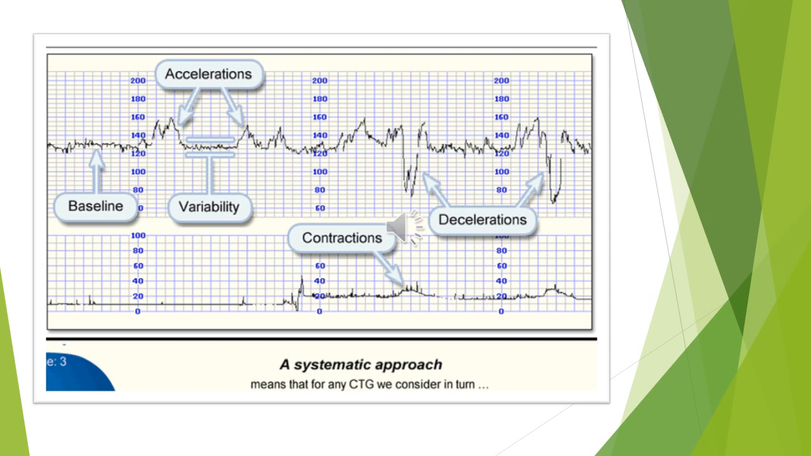So baseline rate is roughly any line which can go through the oscillations of the CTG, maintaining its presence throughout the segment, and that is called the baseline. So we don't use the acceleration as a baseline, we don't use the deceleration as a baseline. This line should pass through the oscillations also.